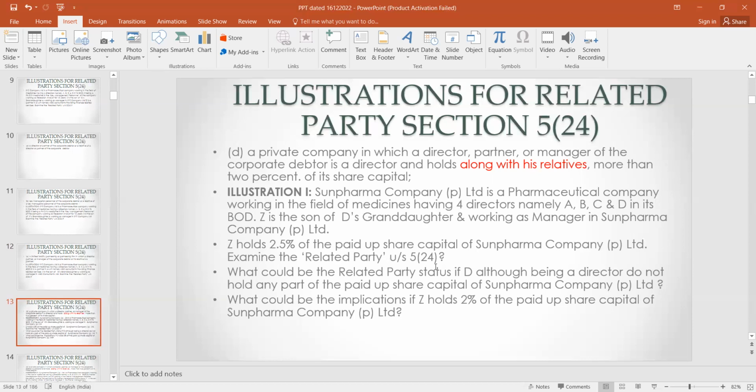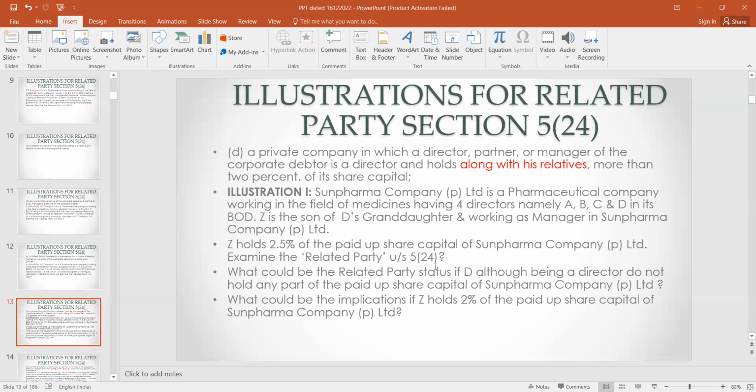Now Z's relationship we have to see vis-a-vis the company, this Sun Pharma. Z is holding 2% of the paid up share capital of Sun Pharma company. Because he is not holding more than 2% and he is not a director, he is not a related party. Right, Chattopadhyay ji? Yes sir, that's what I said.